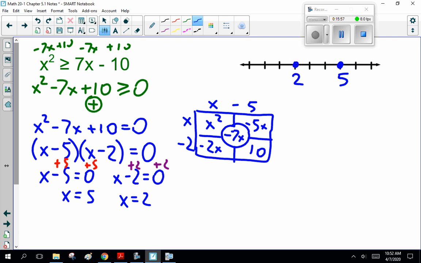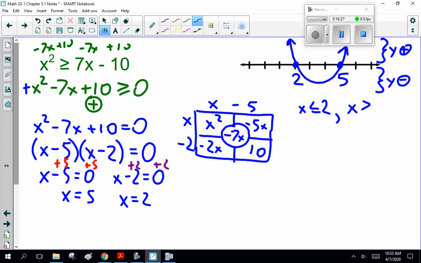5, 2. Now, x squared minus 7x plus 10, that is plus x squared, which means it opens up. So y is positive here, and y is negative here. We're looking for the positive parts. So here, my solution should be x is less than, oh sorry, less than or equal to 2, and x is greater than or equal to 5. But section 1, section 2, section 3, let's check because maybe things happen.